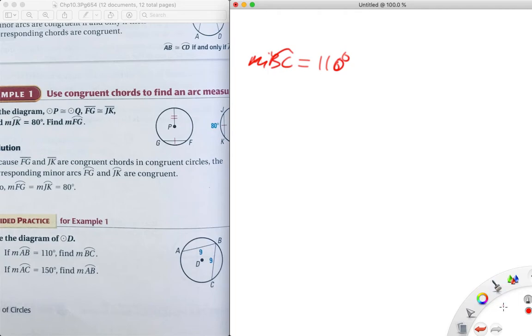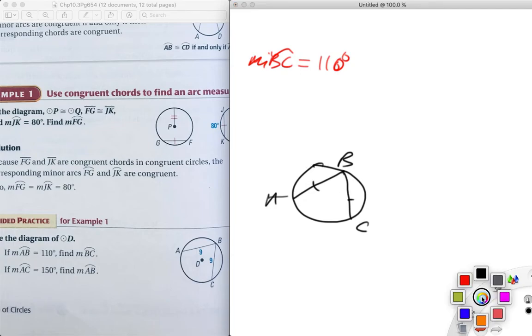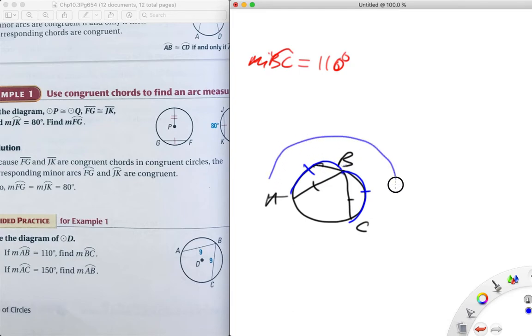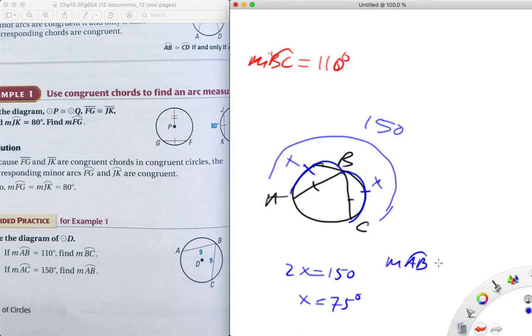then what is AB? So here's how this one works. They share the same point here at B. I know that these two guys are the same, right? Which means that these two arcs are also the same. So if I know that the whole thing is 150, I could just say that this is x and this is x. And I can say 2x equals 150, and then divide by 2. X equals 75 degrees. So the measure of arc AB would be 75 degrees.